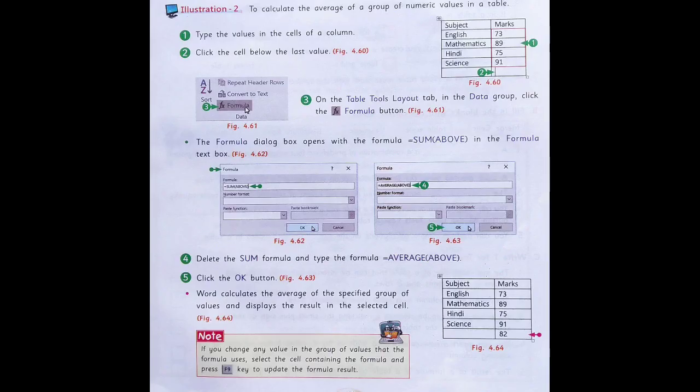To calculate the average of a group of numeric values in a table, type the values in the cells of a column. Then click the cell below the last value. You can find it in figure 4.60 where subject is English and marks is 73, then mathematics 89, Hindi 75, science 91. Then on the Table Tools Layout tab in the Data group, click the Formula button.